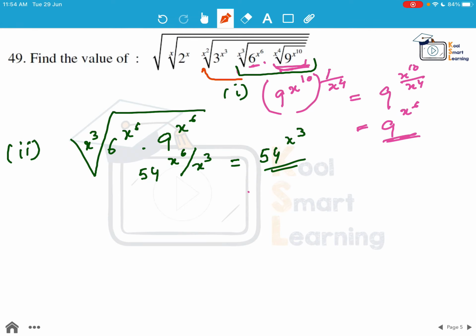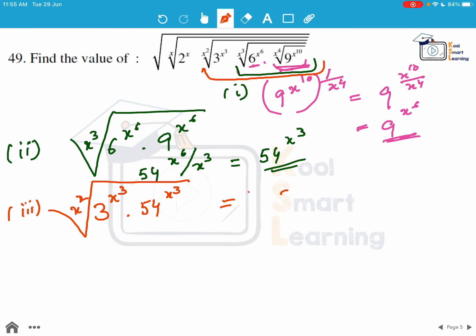Now let's take the next step. In the third step, we have 3 raised to power x cube into 54 raised to power x cube whole root of x square. So this becomes 3 into 54, which is nothing but 162, into x cube raised to power x cube by x square. So this is 162 raised to power x.